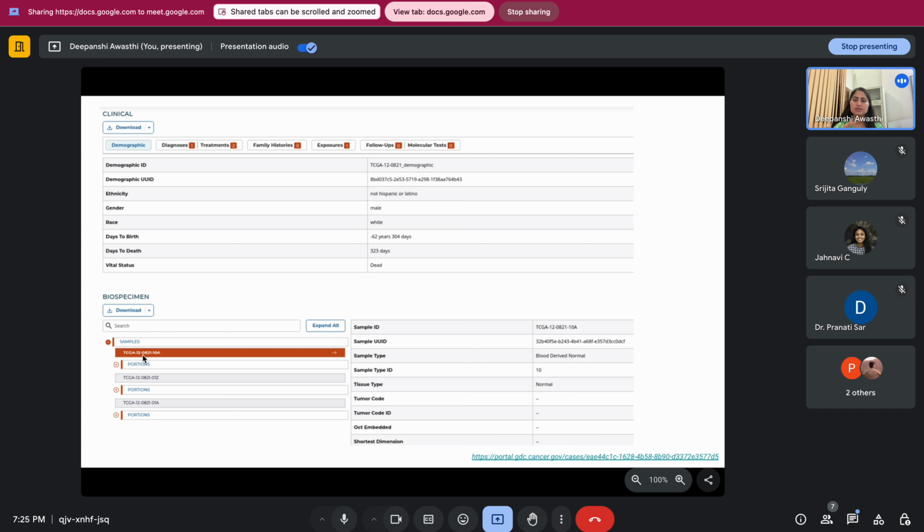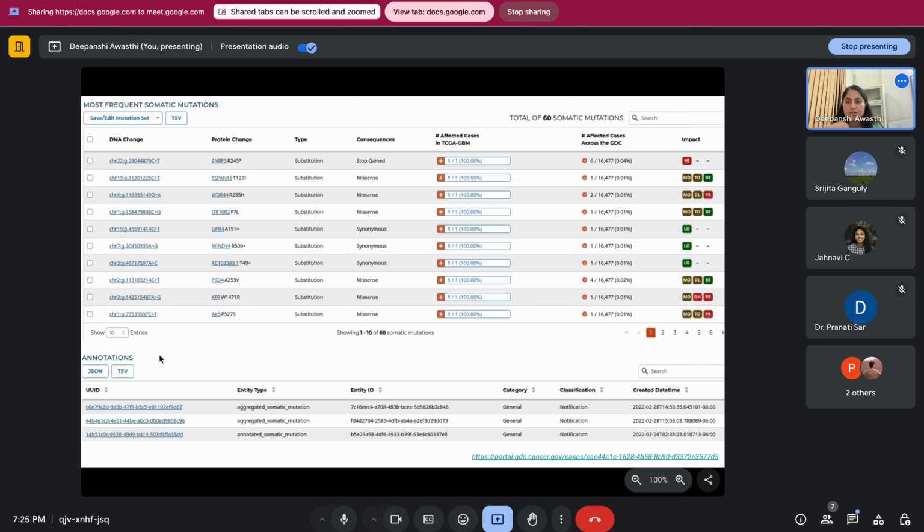So actually this database is very huge. You have to click on links, then links, and multiple links will be there. It is a data repository in which data is embedded. So in samples, in biospecimen, if you click on this sample, then ultimately it will open up the most frequent somatic mutations, from where you can see which are the genes which are expressed in the brain cancer.